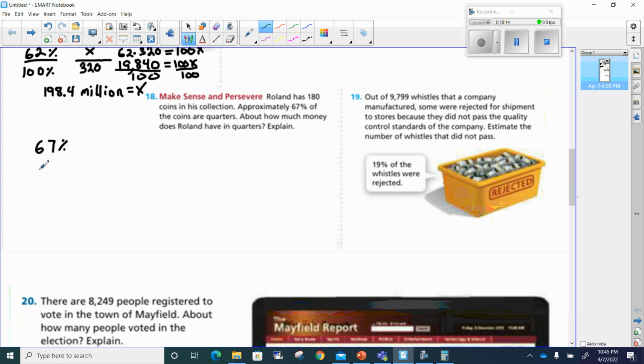So 67% out of 100% has to equal 180, which is the total amount of coins. We're trying to find out how many are quarters. This sets up the equation 67 times 180 has to equal 100x.